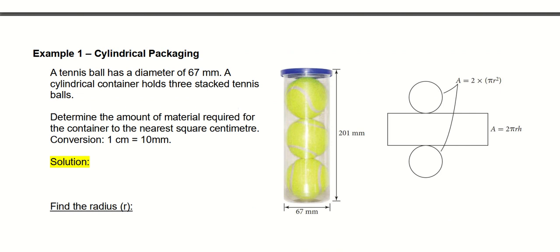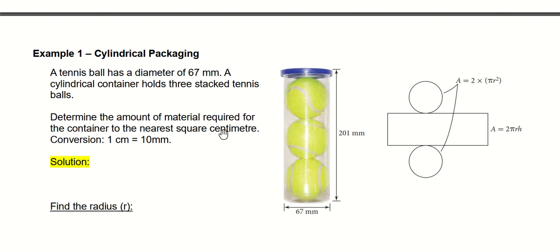So let's read the first one. Example one, a cylindrical package. A tennis ball has a diameter of 67 millimeters. A cylindrical container holds three stacks of tennis balls. Determine the amount of material required for the container to the nearest squared centimeter.